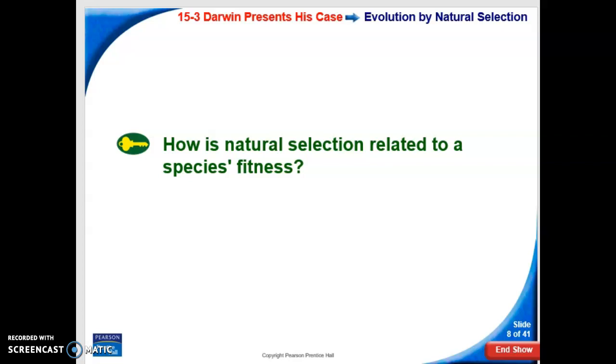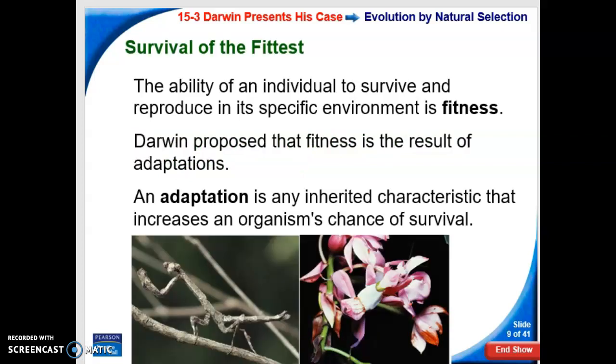So we ask ourselves, how is natural selection related to the species' fitness? Let's talk about what fitness is. I think you guys have heard of survival of the fittest. If you're going to get fit, the idea of getting fit means you're going to become stronger, you're going to become faster. When we talk about fitness in evolution, it is the ability of an individual to survive and reproduce in its specific environment. Fitness also includes reproduction, because to be the most fit, you have to be able to reproduce and produce more offspring to make your species last.